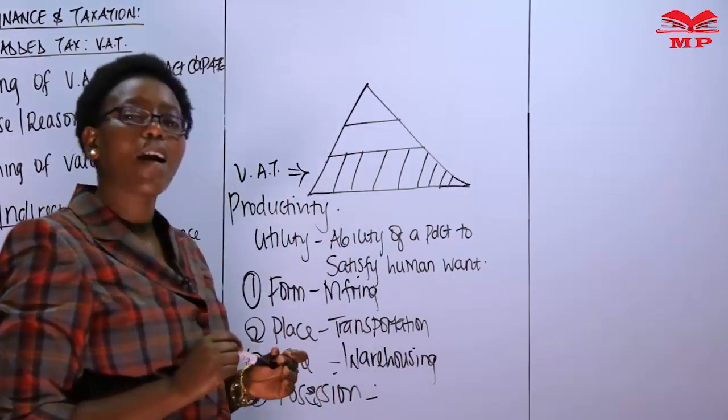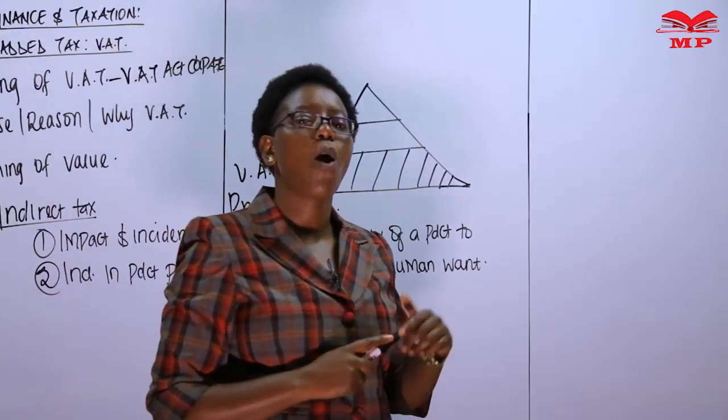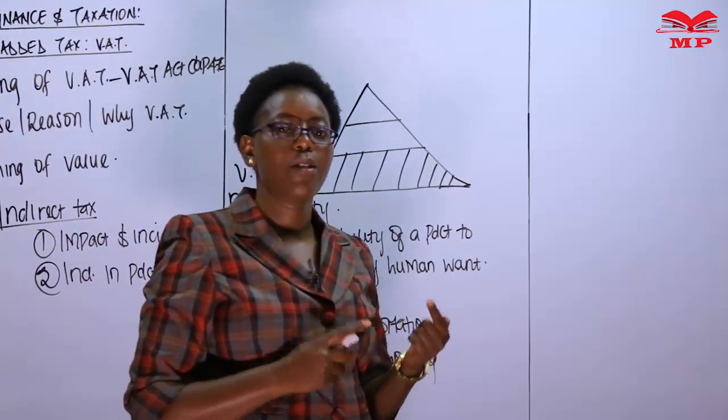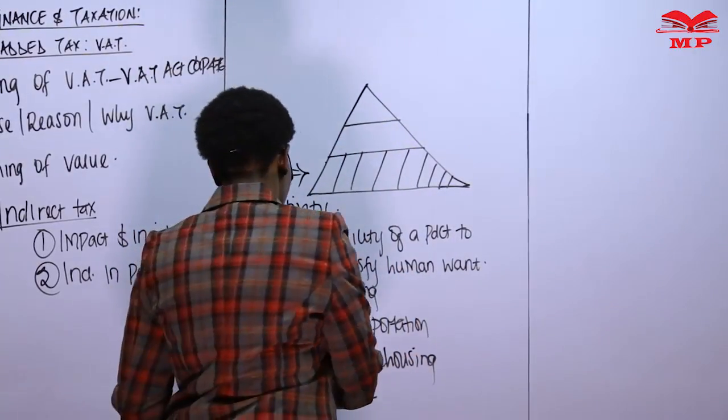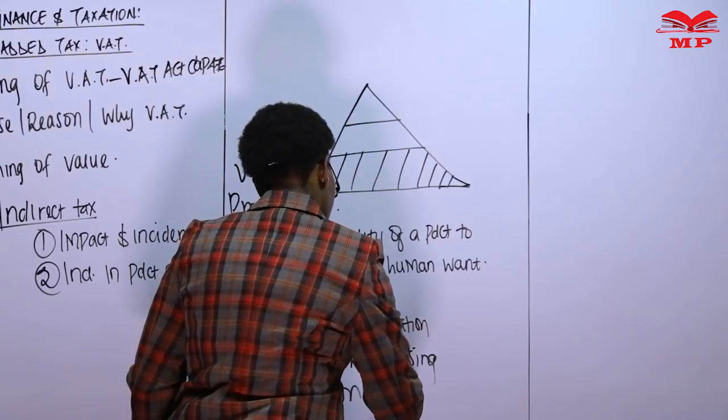Possession utility occurs when you transfer ownership. When you sell from one person to the other, that is when you create possession utility. This is through sales.